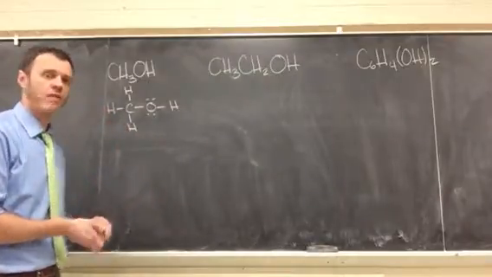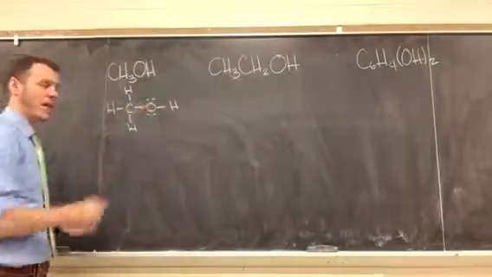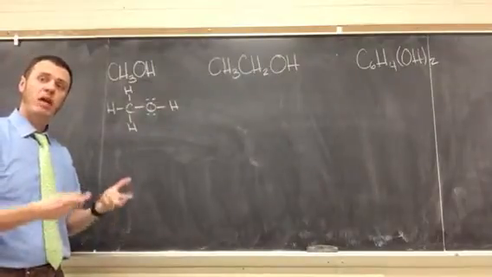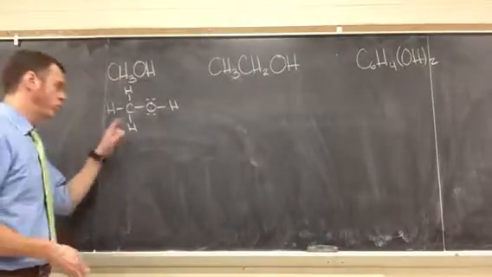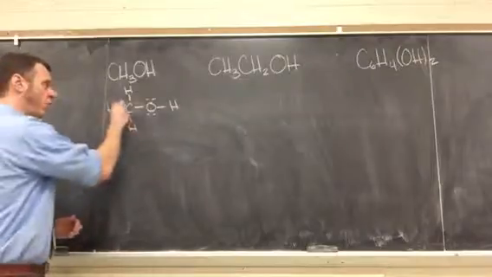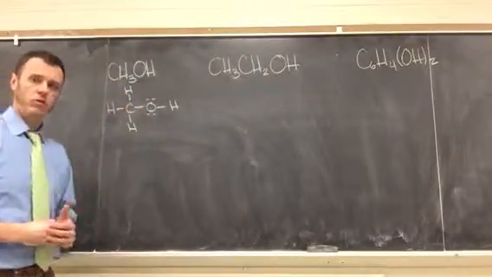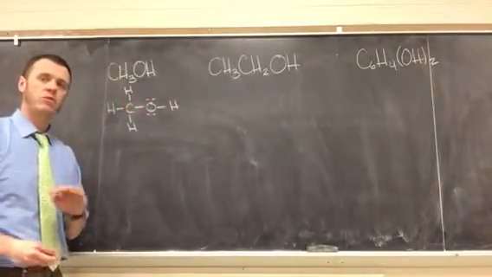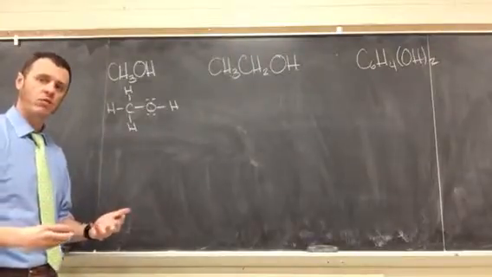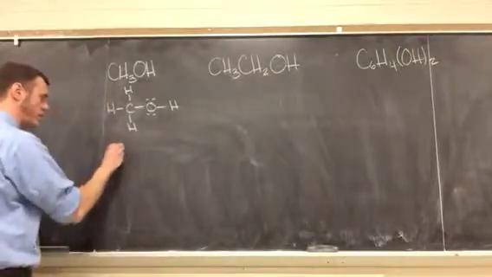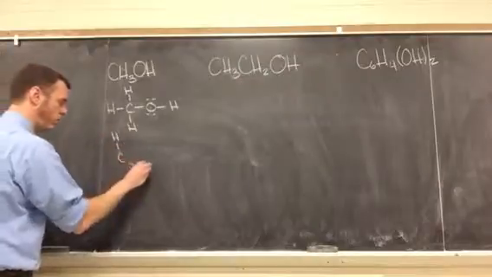How many centers do we have in this one? The carbon is one and the oxygen is the other. And we have to pick the geometry about those centers. So if we look at the carbon, we have 1, 2, 3, 4 bonding groups. No lone pairs. 4 bonding groups, no lone pairs. That's a tetrahedral. And so we'll draw that tetrahedral like so.